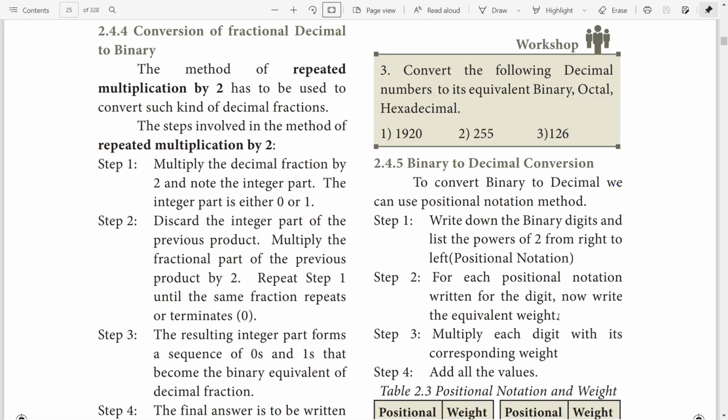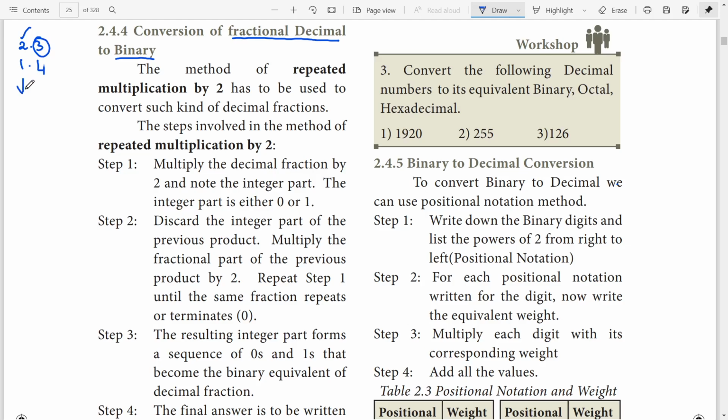Next, we are going to see about conversion of fractional number, that is fractional decimal, to binary. Fractional in the sense 2.3 or 1.4. This we call as fractional decimal. In this, this is the integral part and this one is the decimal part.